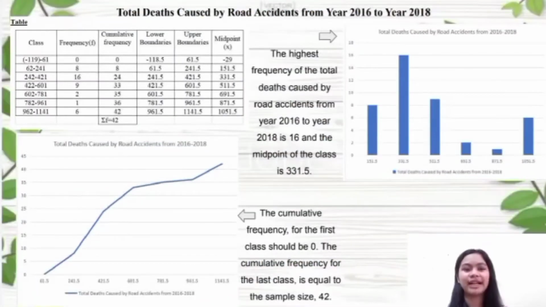Next is the total death caused by road accidents from year 2016 to year 2018. Same as before, from the graph, we know that the highest frequency of the total death caused by road accidents from year 2016 to year 2018 is 16, and the midpoint of this class is 331.5. And from the ogive graph, the cumulative frequency for the first class should be 0. The cumulative frequency for the last class should be equal to the sample size, which is 42.